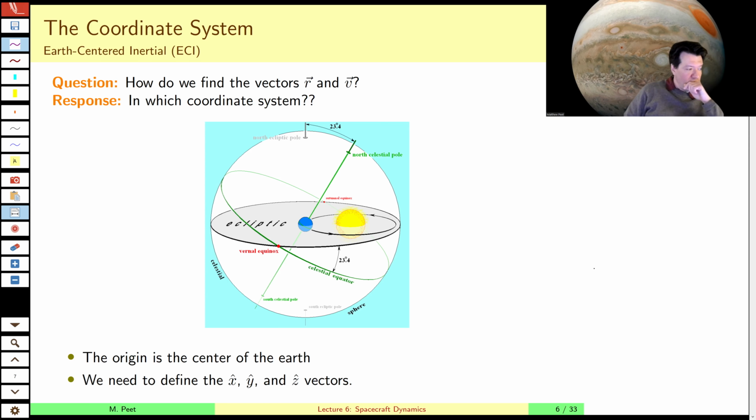So the coordinate system that we use is the Earth-Centered Inertial coordinate system. So motion in space is relatively complex, right? So we've got, here's the sun, here's the Earth. The Earth is moving around the sun, presumably. But the Earth is also inclined with respect to the sun.